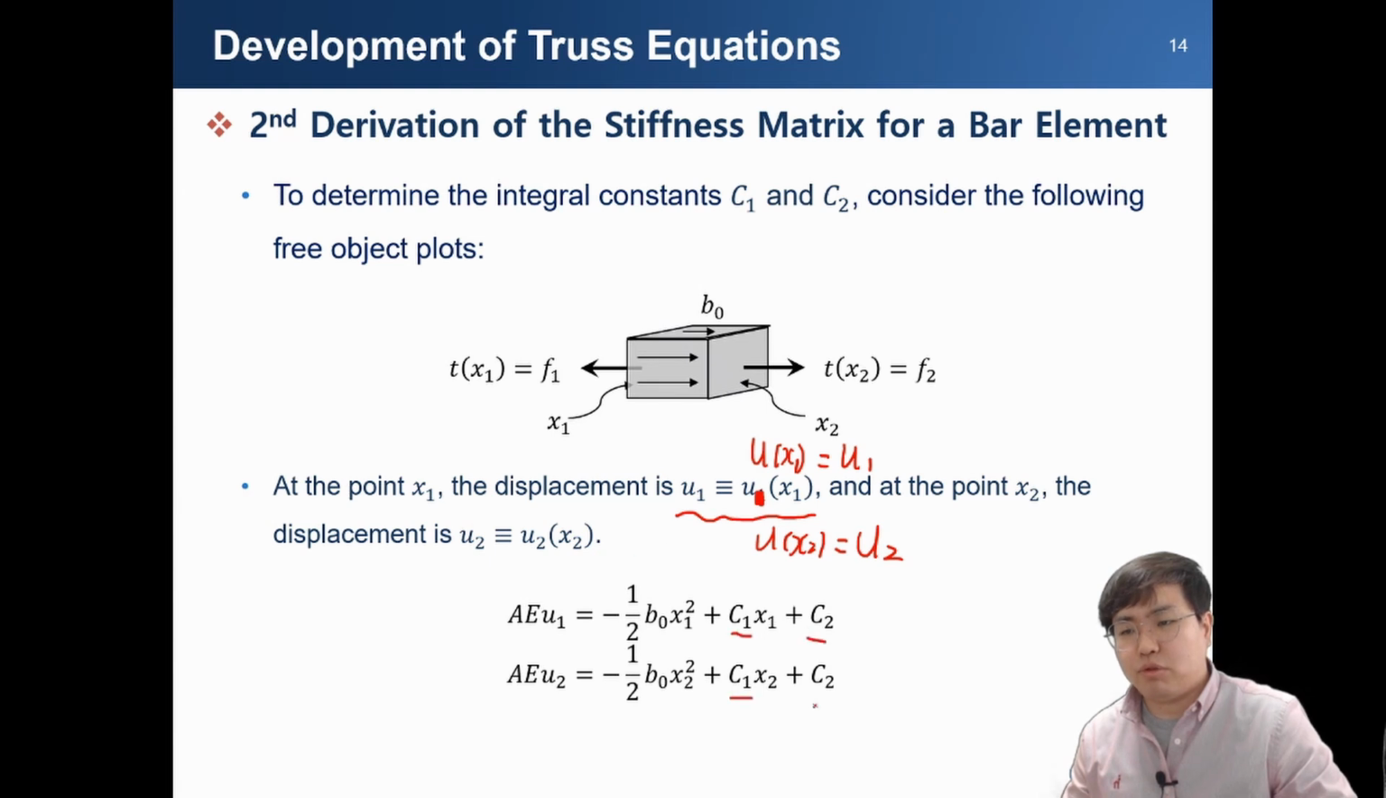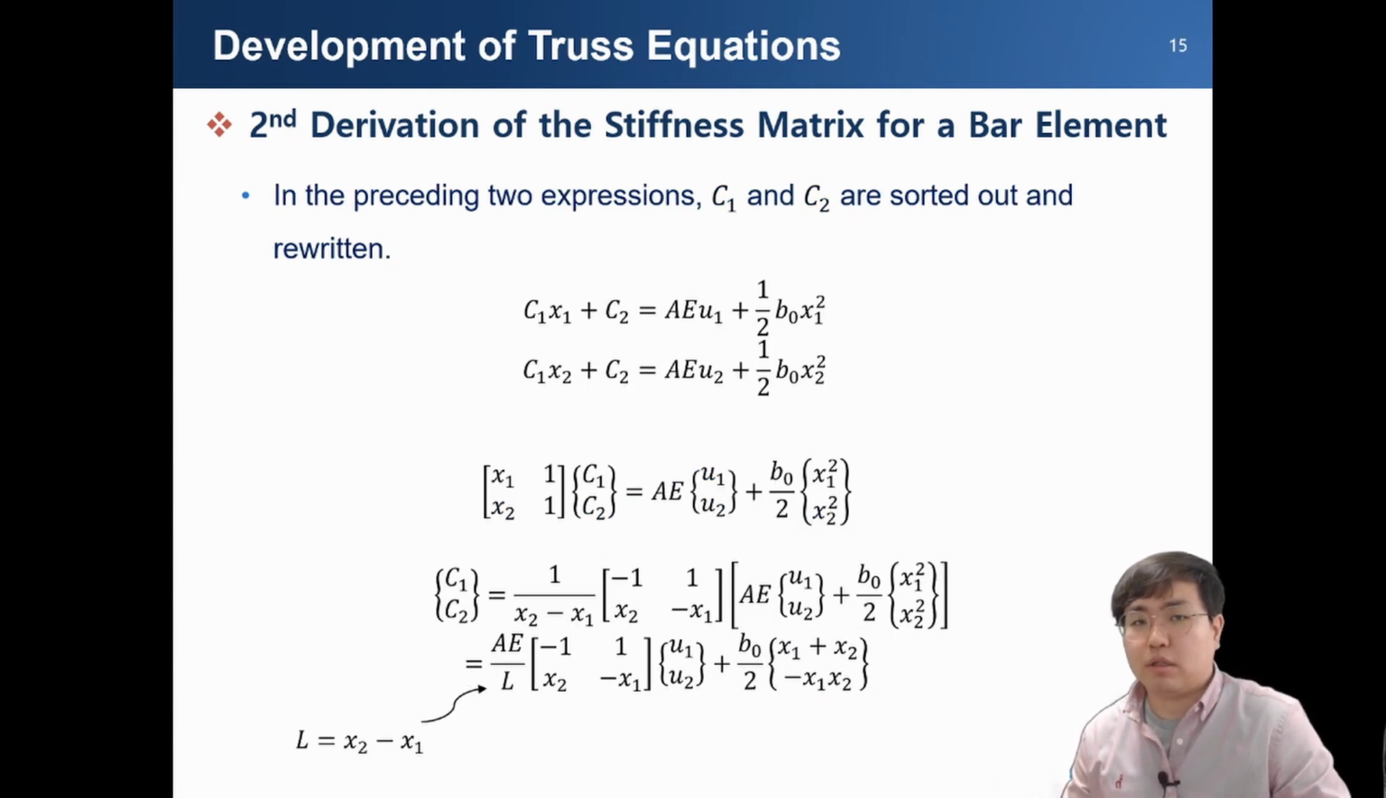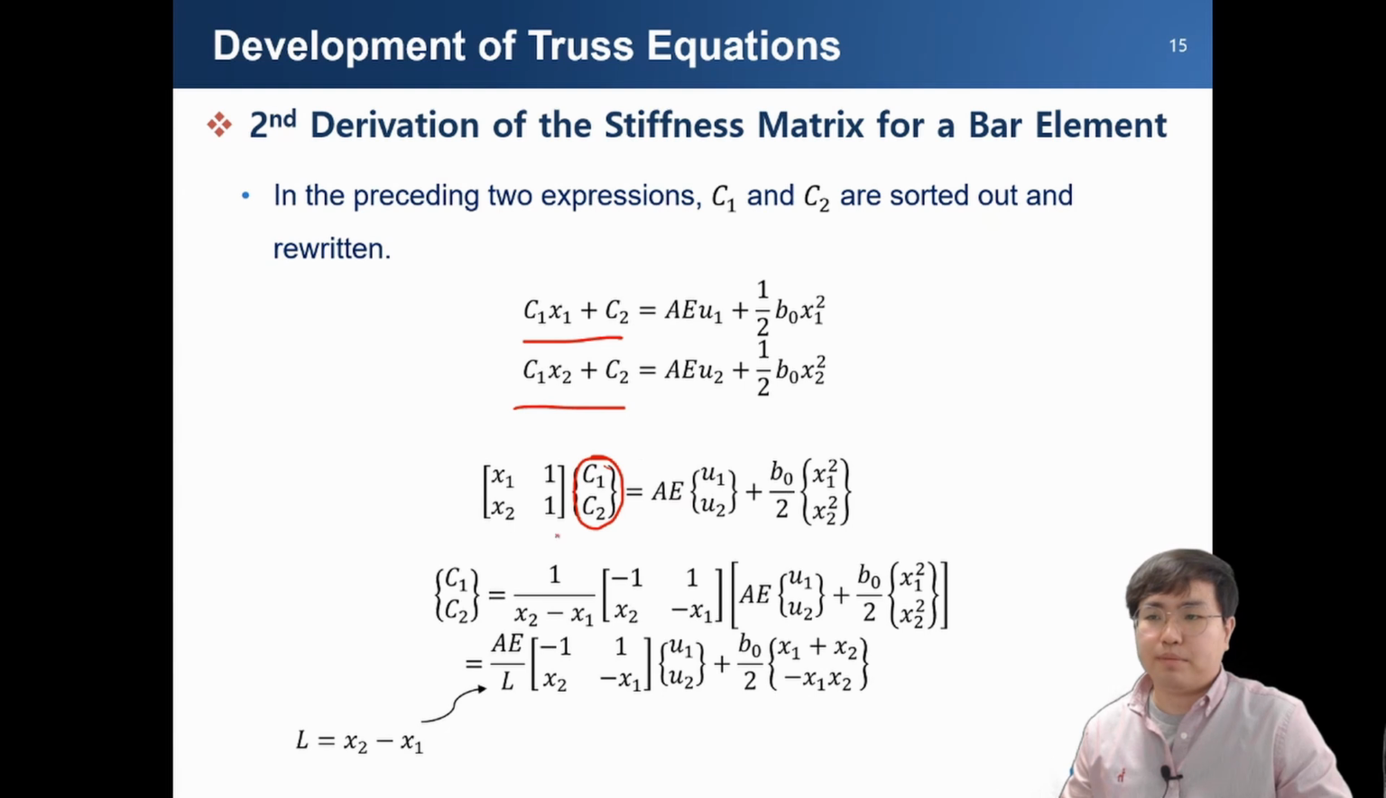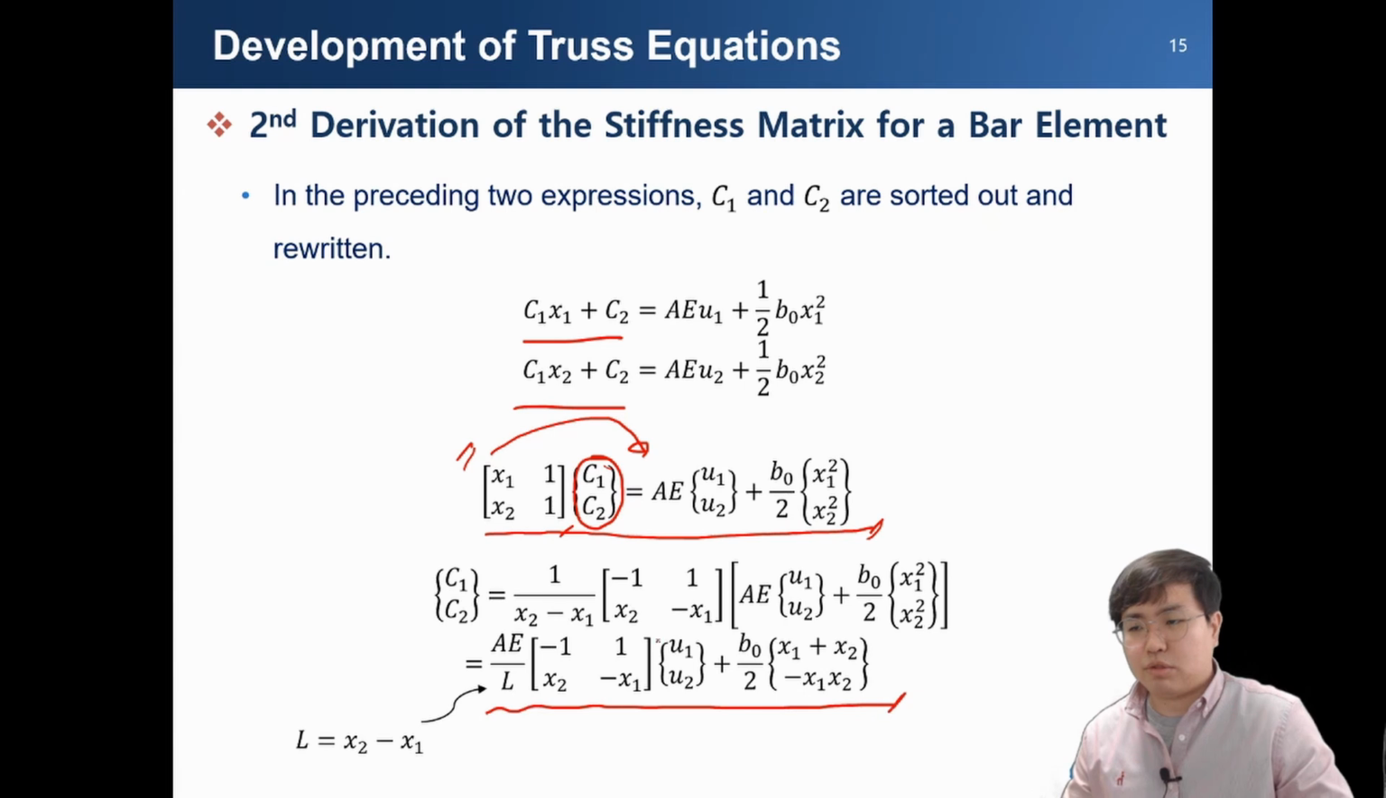So we have two unknown variables and two equations, so we can obtain C1 and C2 by linear algebra. Collect the C1 and C2 variables on the left-hand side and put the remaining terms on the right-hand side, combine the same terms, and then using the matrix form you can take the inverse, multiply this inverse matrix into the right-hand side, so that we obtain this kind of equation. To simplify, x2 minus x1 is the position difference between the nodal points, and this element has a length of L, so that we can use this.